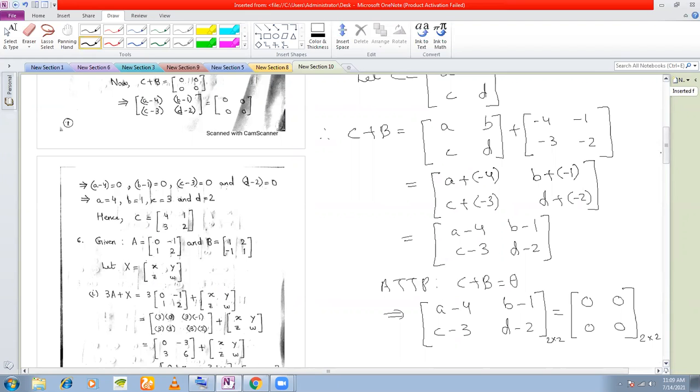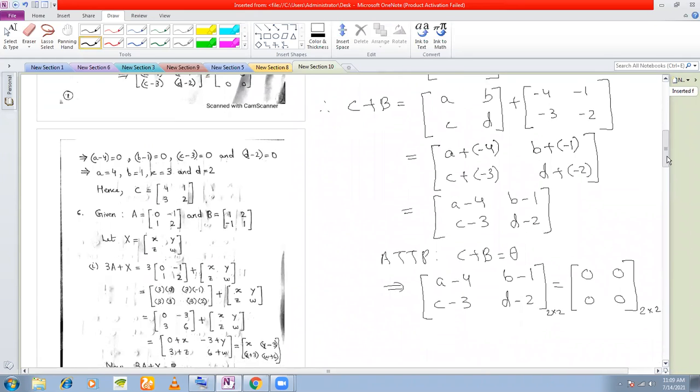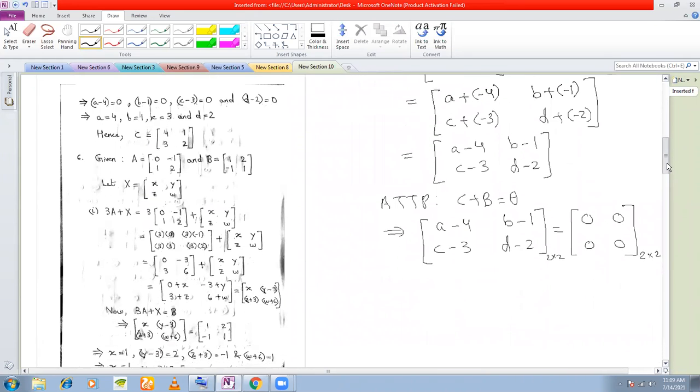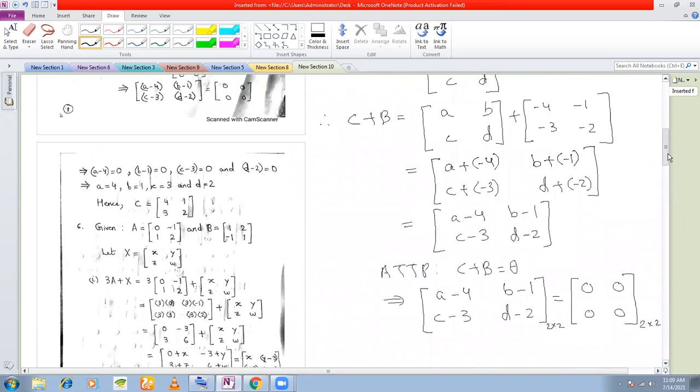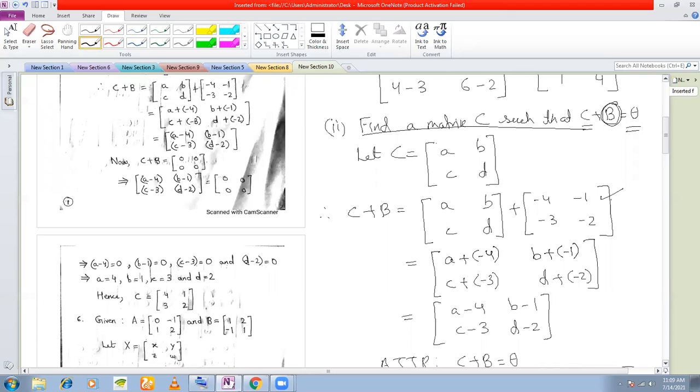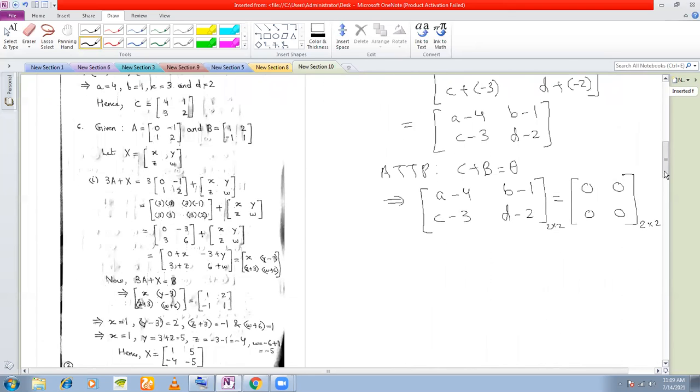Like a minus 4 is equal to 0, a is equal to 4. Everything will become positive. It can be negative also. It depends on the elements here. Since all the elements are negative here, that is why you're getting all positive.